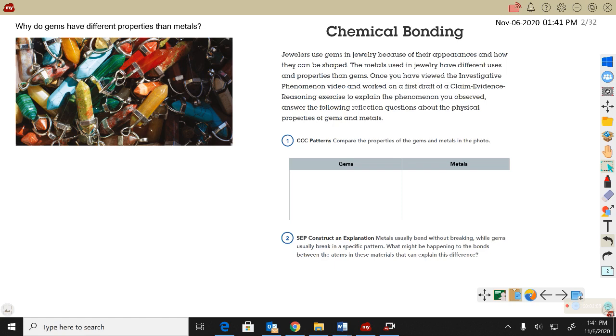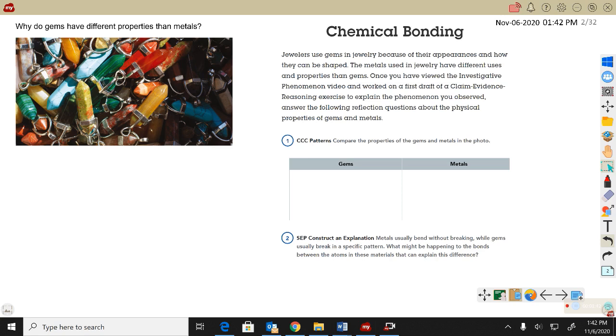And then when you get to question 2, we're looking at the science and engineering practice of constructing an explanation. And so obviously gems and metals have different properties. The metals are bendable, and we know that from the last unit. Metals are malleable and ductile. I can bend them and shape them, and they can be drawn into thin wires or pounded into thin sheets. And they obviously don't break or crack, but a gem or a crystal might be a little different.